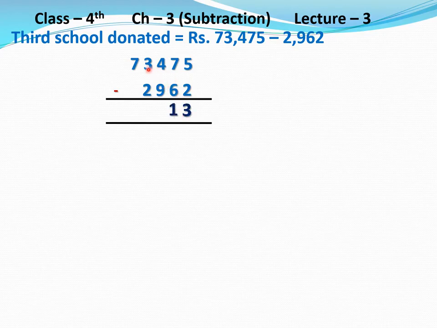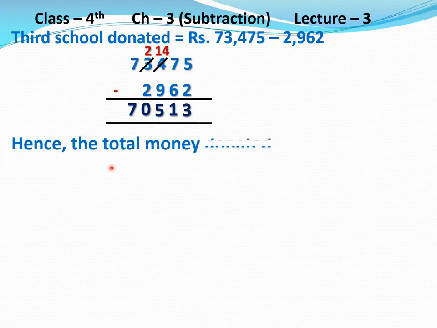So we will take borrow from this 3. So this 3 will become 2. And this 4 will become 14. 14 minus 9, 5. 2 minus 2, 0. And write 7 as it is. Third school donated equal to rupees 70,513. Clear?